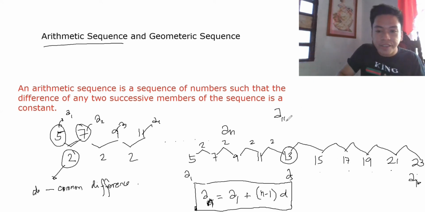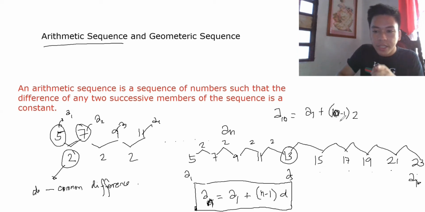So to solve for a sub 10, we have a1 plus n minus 1 times, what's the difference? That's 2. So this is 10 here. So this is 10 minus 1. So a1 is 5. That's 9 times 2, you get 18.